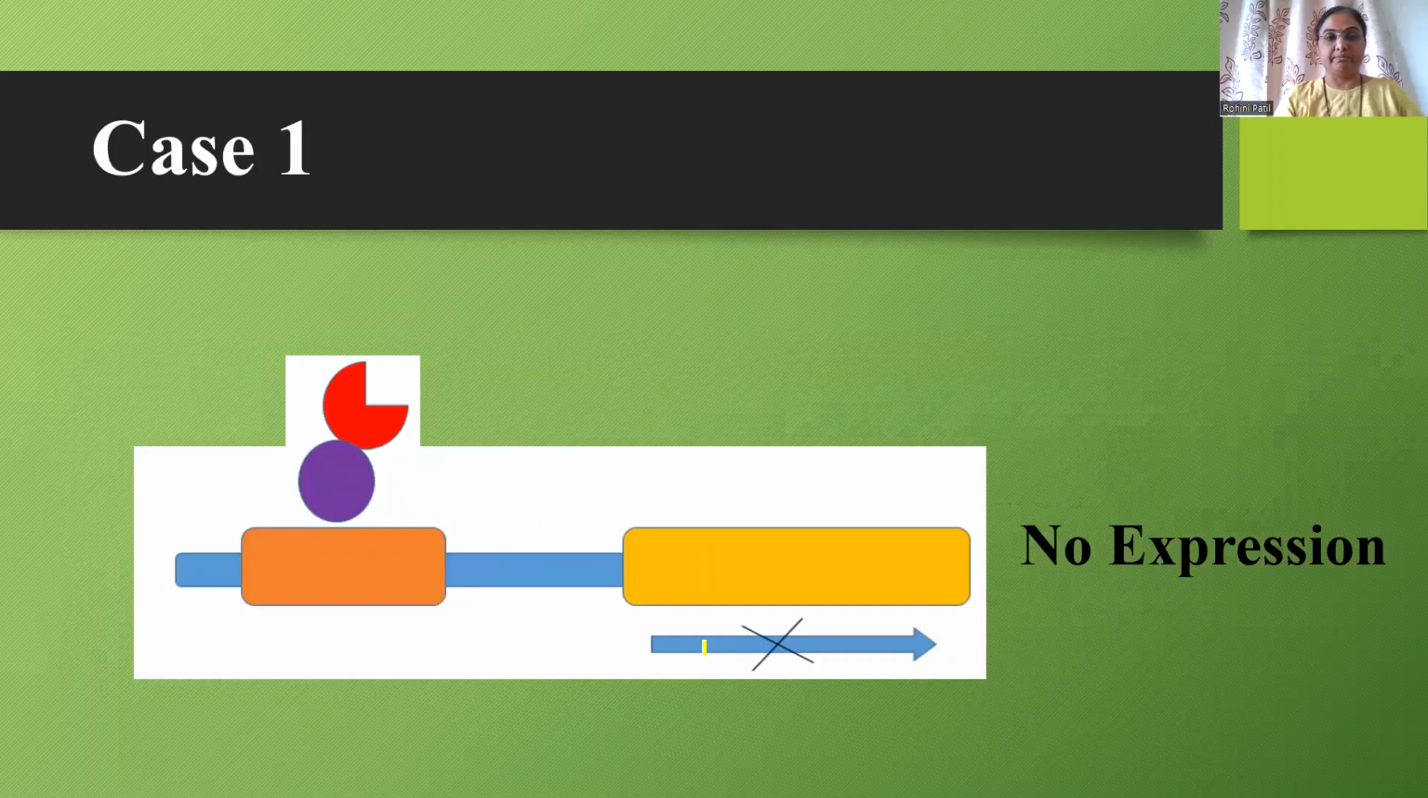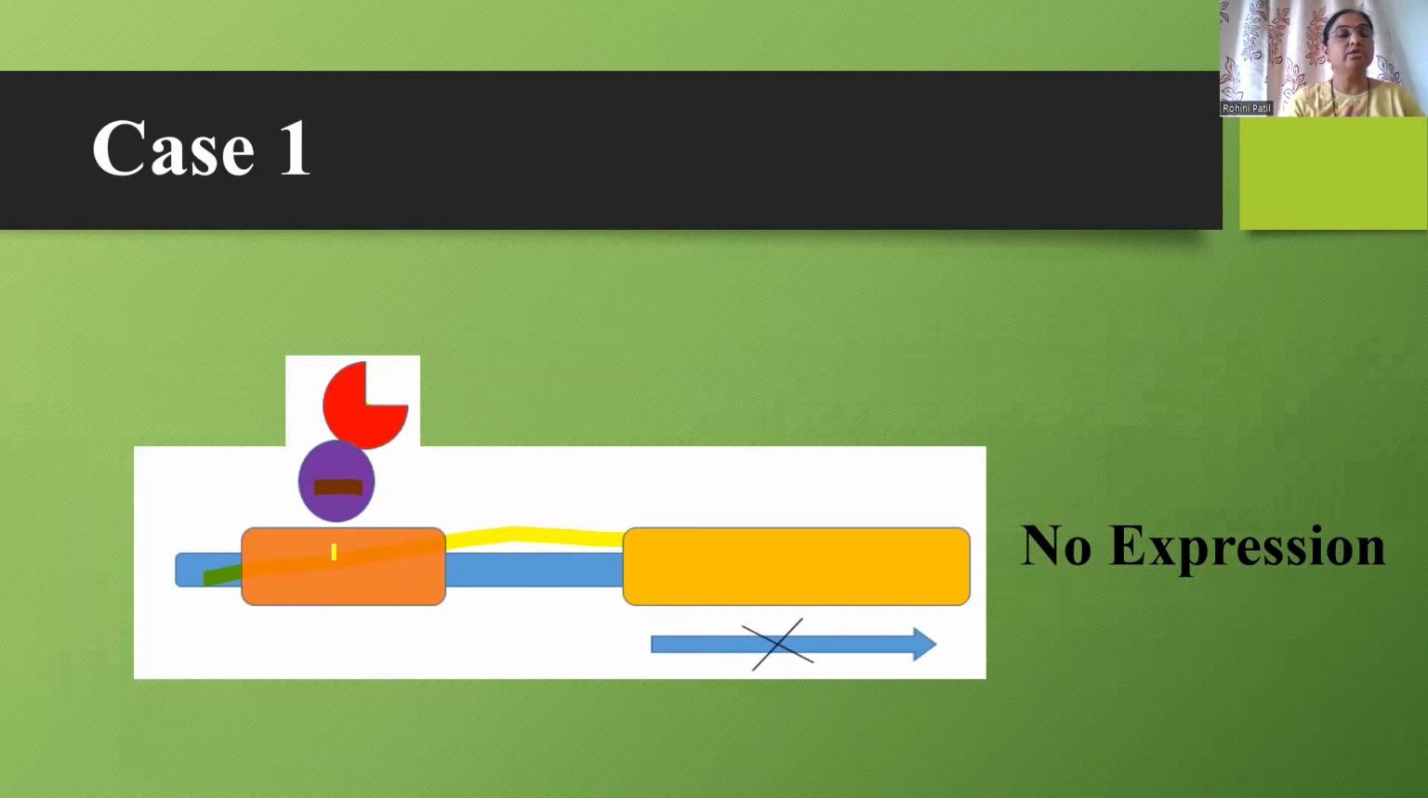Now here is case 1. In case 1, this one is the hybrid construct consisting of the reporter gene and the enhancer. We are also adding the construct consisting of the hybrid construct with the DNA binding domain and the bait. This DNA binding domain is going to interact with the enhancer.